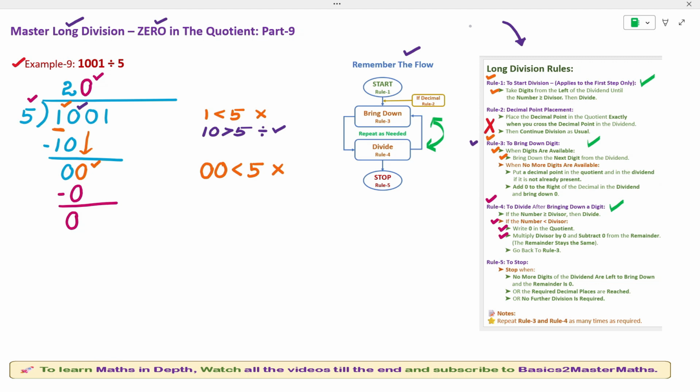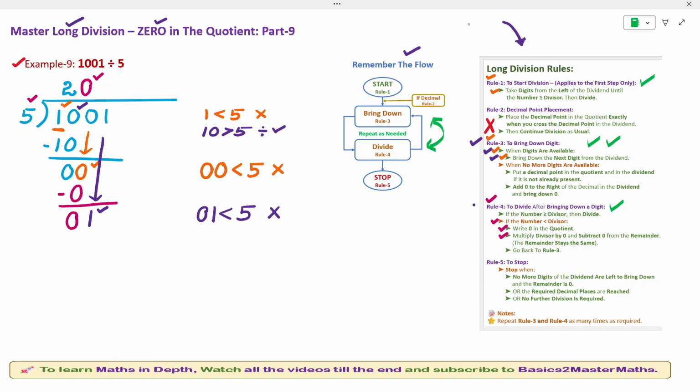Let us apply rule 3 again. When digits are available, bring down the next digit from the dividend. In this case, bring down 1. Now, rule 3 is complete second time. Observe, now the number is 1, which is less than the divisor 5. So, division is not possible.